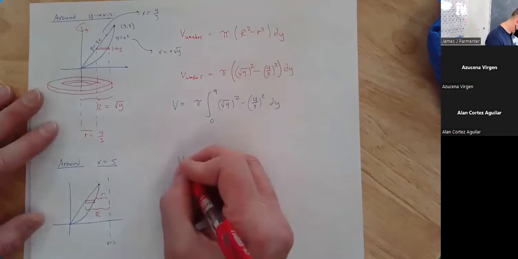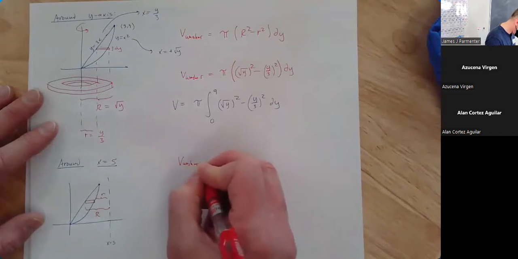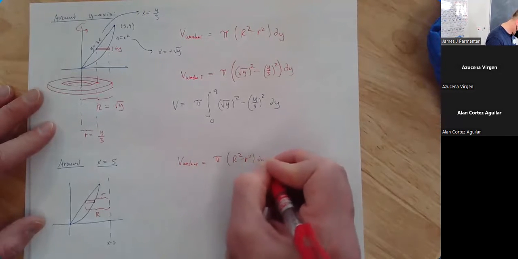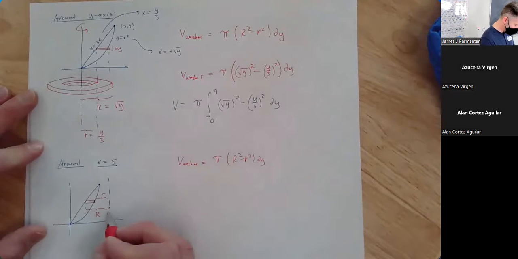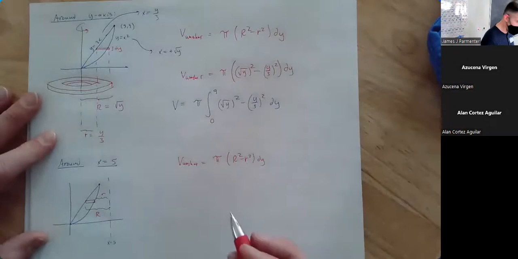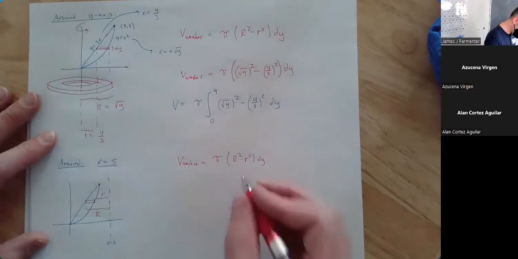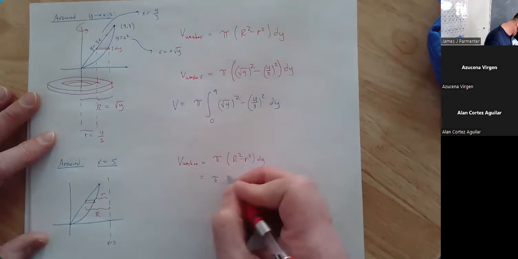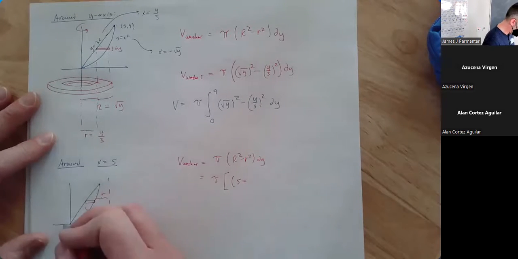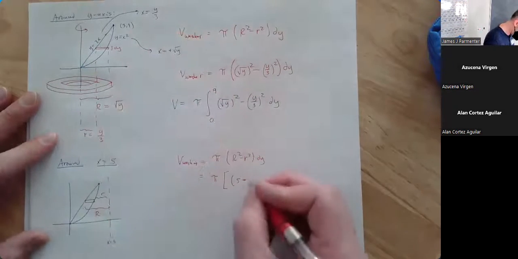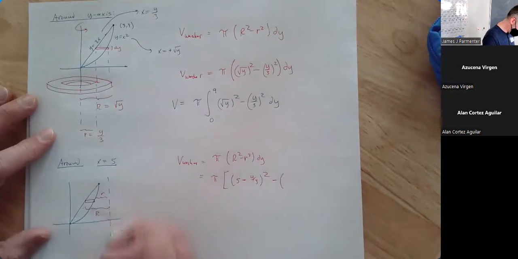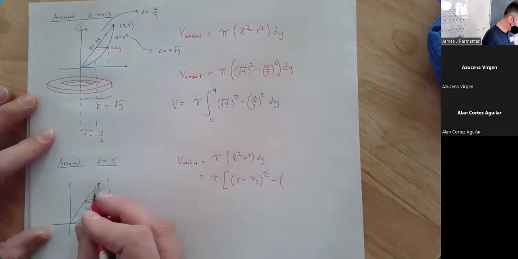So the volume of my washer here, one more time, is pi times big radius squared minus little radius squared dy. My big radius is 5 minus the function that's further away, which is 5 minus y over 3. My small radius is going to be 5 minus the closer function, which is square root of y.